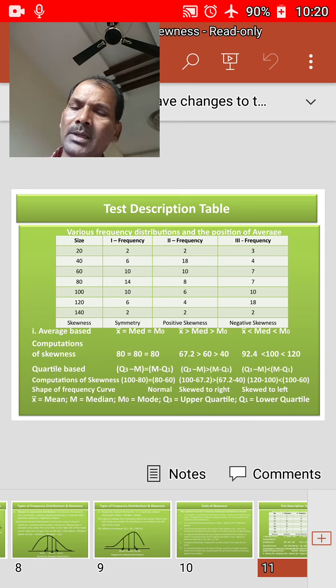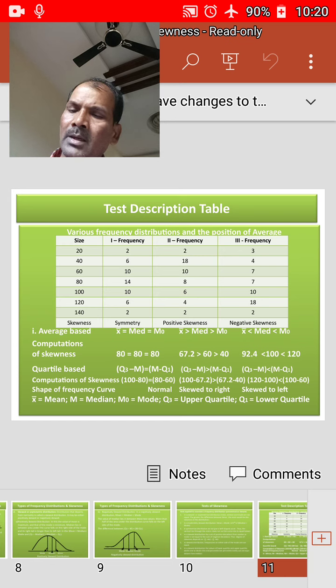And in case of a third frequency, the Q3 is 120 minus median 100, okay, 120 minus 100 is equal to 20, which is less than 100 minus 60, that is 40. Okay, that means 20 is less than 40, which confirms that x bar is less than median, median is less than mode according to the third option, right?